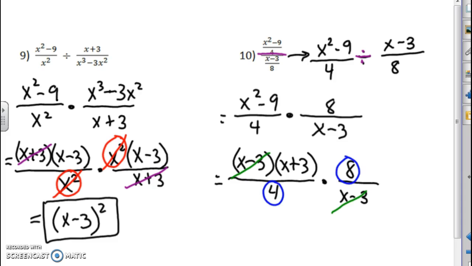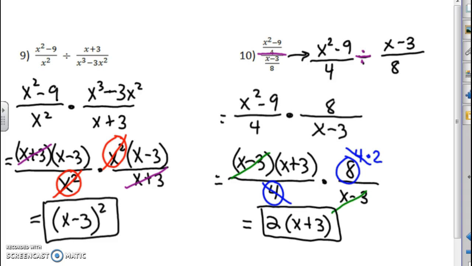Remember that 8 is the same as 4 times 2, so you could cancel a 4 from this and a 4 from this, and in doing so, that leaves you with a 2 on top and an x plus 3. And the 4 on the bottom and the x minus 3 that were on the bottom canceled each other out. Okay, so once you have that, then you are good to go and you can start and finish your homework.